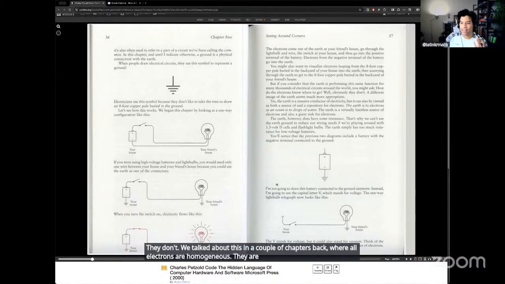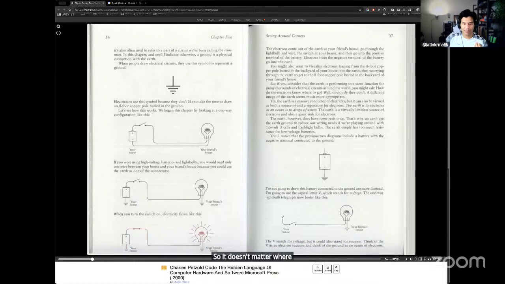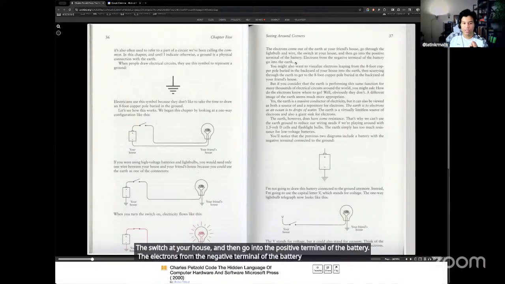They are exactly the same. So it doesn't matter where they are coming from. The electrons come out of Earth at your friend's house, go through the light bulb and wire, the switch at your house, and then go into the positive terminal of the battery. The electrons from the negative terminal of the battery go into Earth.